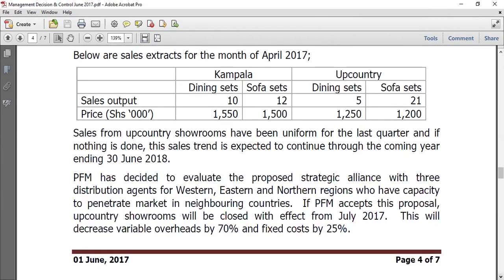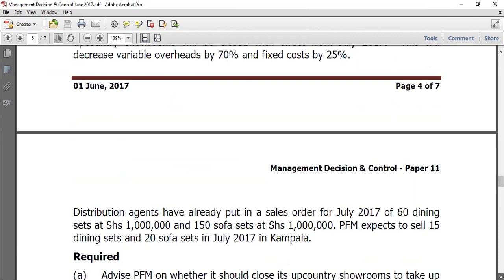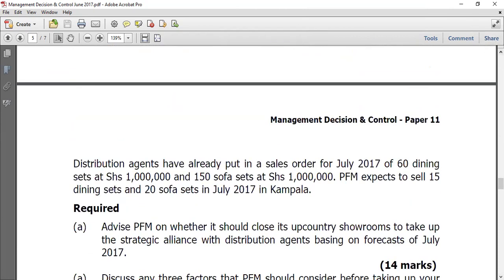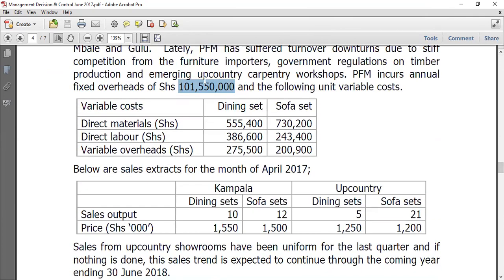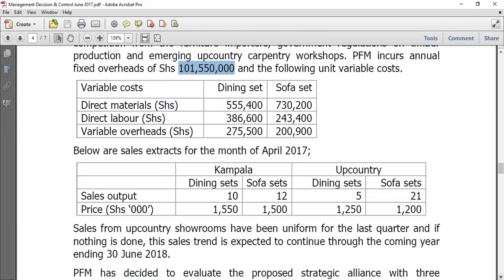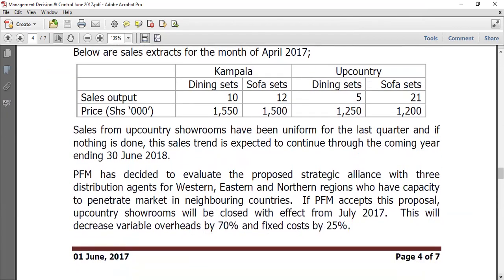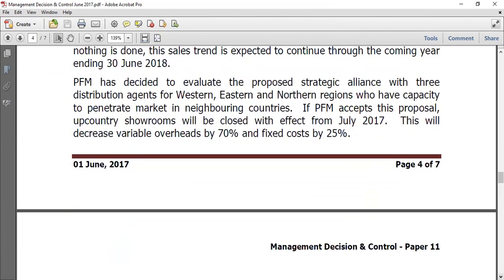Now we may not have to allocate that. Basically, it's a profit statement, where we are going to have our contribution and then have the profit. So we're not going to allocate this fixed overhead. Once we know that, ours is also to proceed to look at the other scenario, where we have the distributors, the strategic alliances, and then be able to compare the profits.